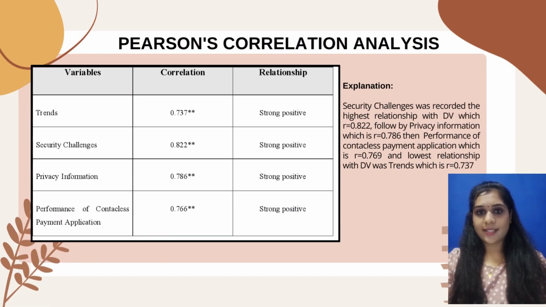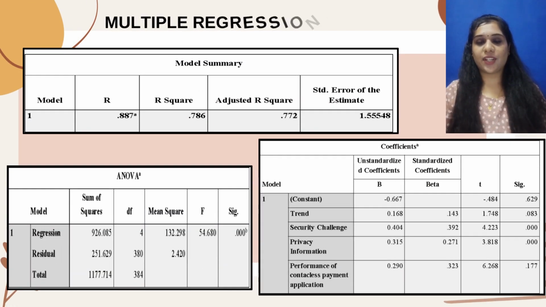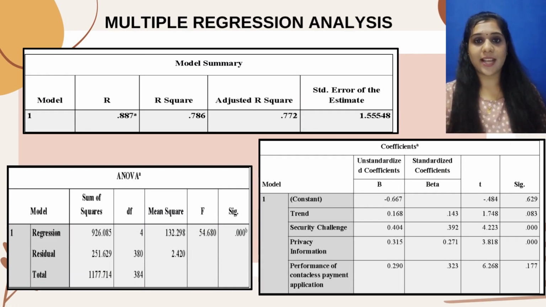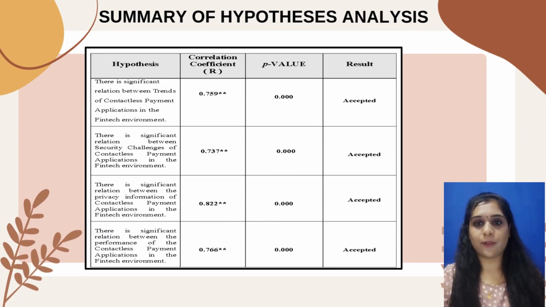This is correlation analysis. In this table, it shows the relationship between independent variables and dependent variable. If the correlation value is more than 0.7, it indicates a strong relationship. The multiple regression analysis has been done to determine the most significant factor or variable that affects adoption of contactless payment application among the users, with the intention to analyze the most significant factors that influence the contactless payment application.